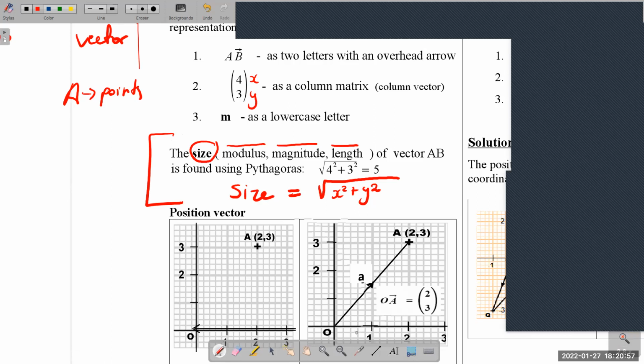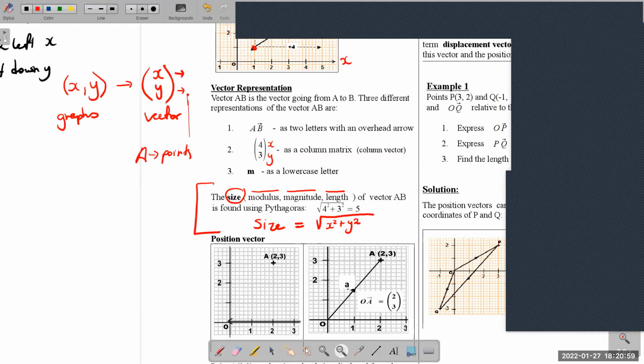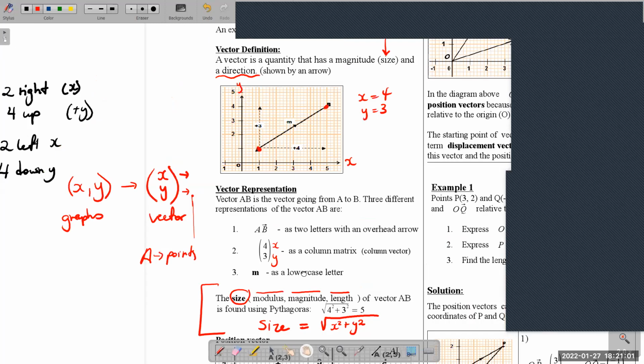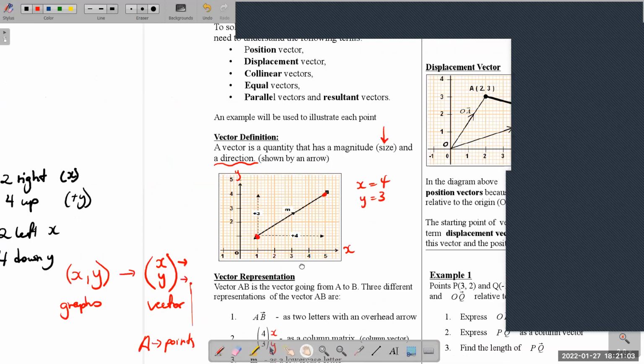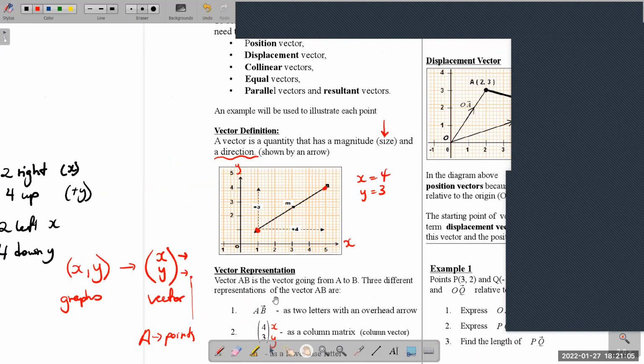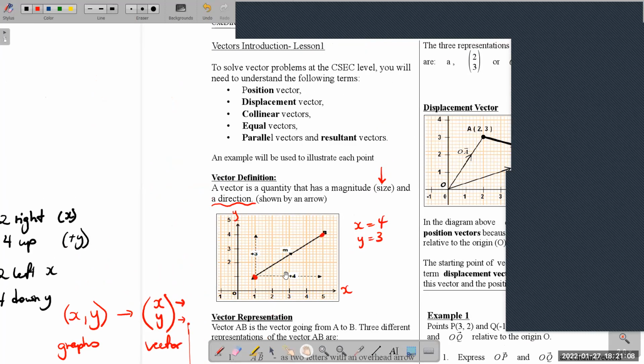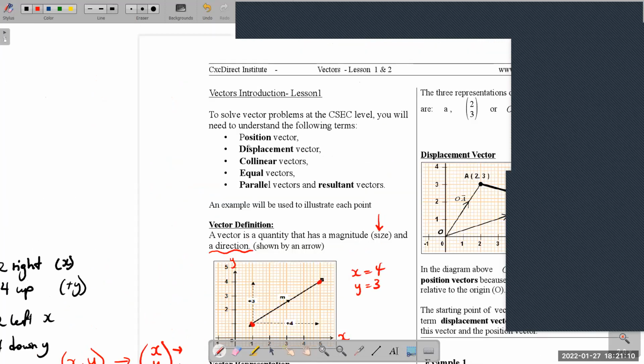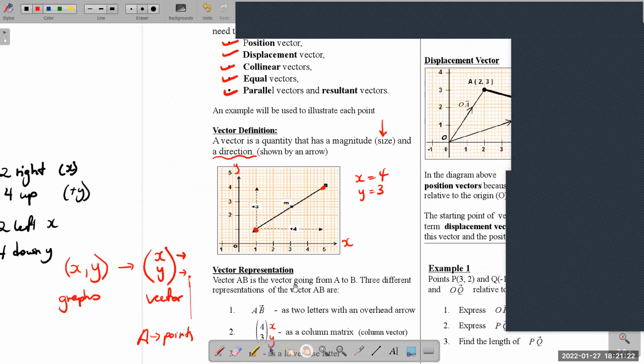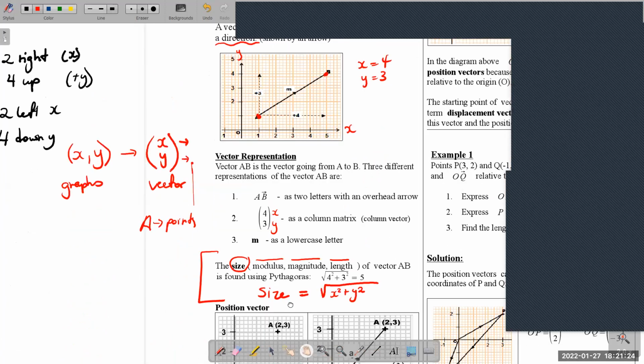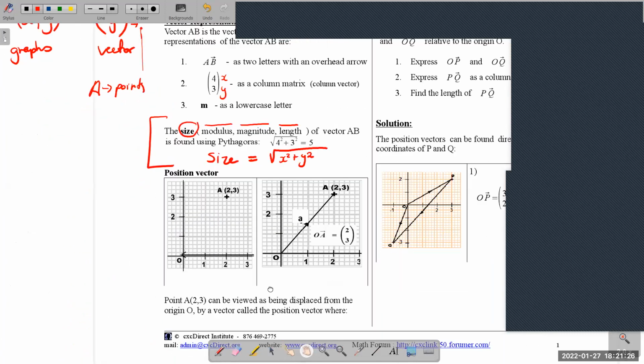All right, so let's go back up. Let me just show you guys what we've covered so far. We've covered the definition. We've covered how vectors are represented. And for those who missed it, we need to start looking at the difference between these types of vectors, because this is where the questions come in and they ask you to prove, they ask you to calculate these different types of vectors. So let's look at the first one and probably the most important one, the position vector.